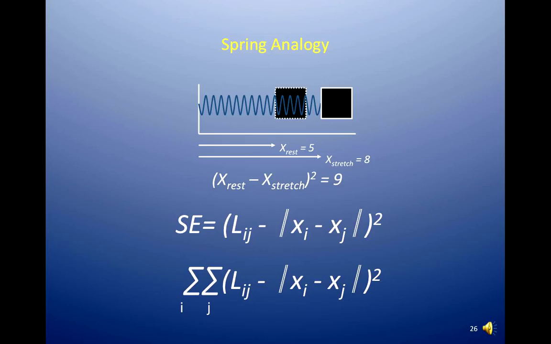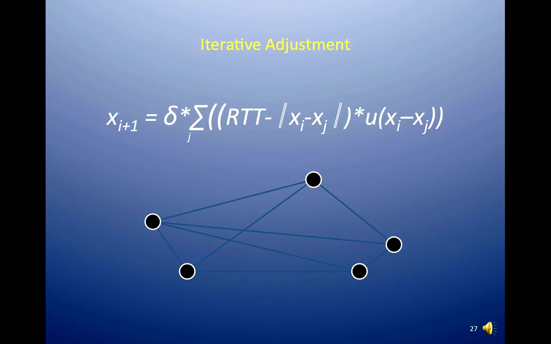And this is just a spring analogy, where the initial rest position is 5 meters, and then once we displace it, it goes to 8 meters. So the displacement is 8 minus 5, which is 3, squared, which is 9. So just an example.